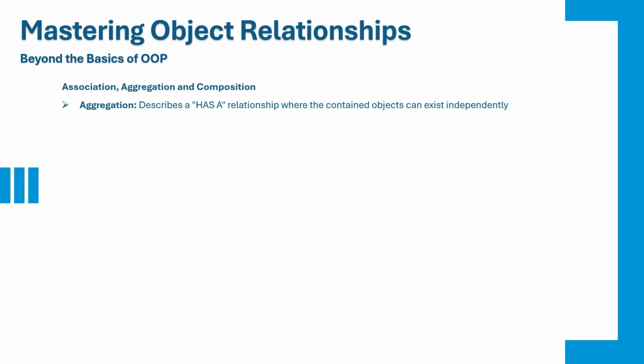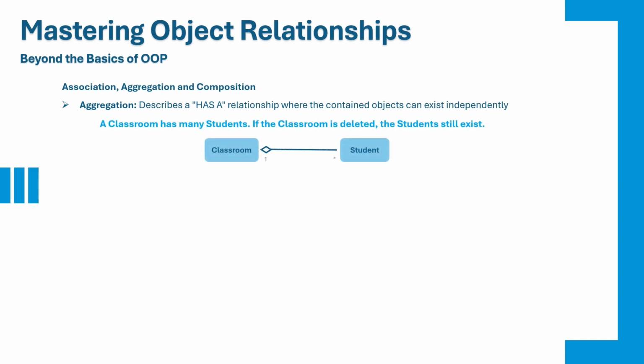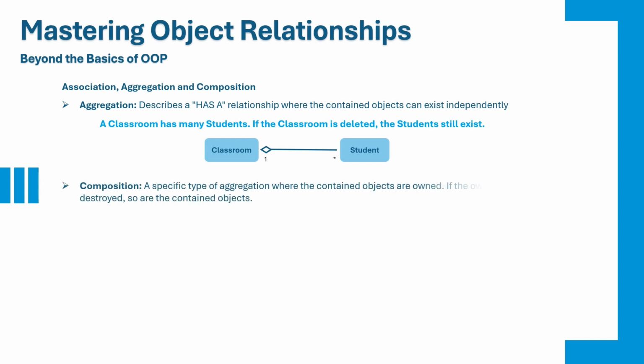In aggregation, the contained objects are independent. Let's say a classroom object contains an array of student objects. If the classroom object is destroyed, the student objects still exist and could be used elsewhere, such as in another classroom. Now let's move to composition, a more specific form of aggregation.